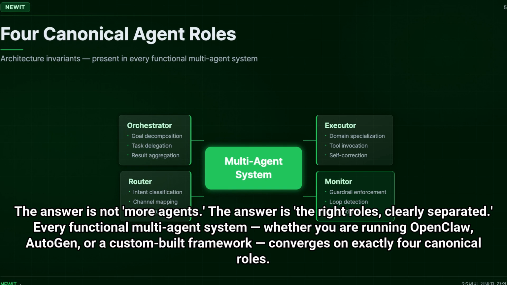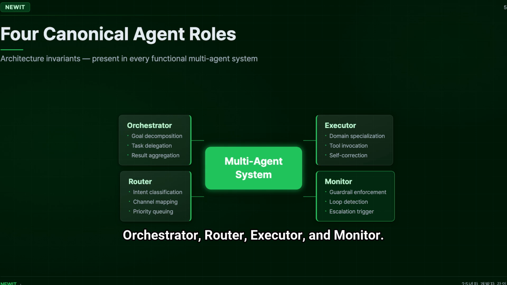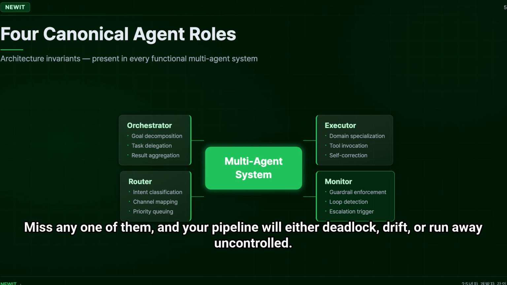Every functional multi-agent system, whether you are running OpenClaw, AutoGen, or a custom-built framework, converges on exactly 4 canonical roles: orchestrator, router, executor, and monitor. These are not tool-specific concepts. These are architecture invariants. Miss any one of them, and your pipeline will either deadlock, drift, or run away uncontrolled.